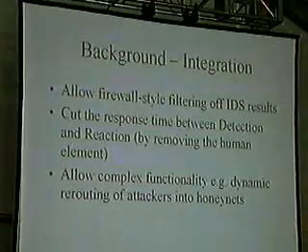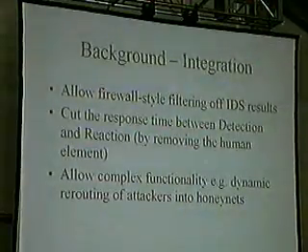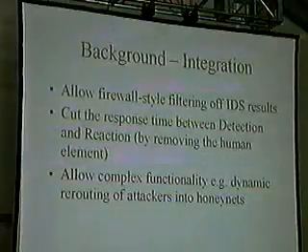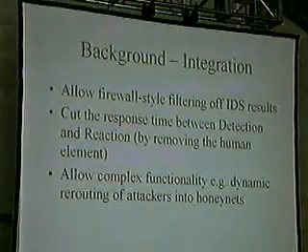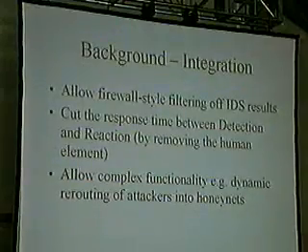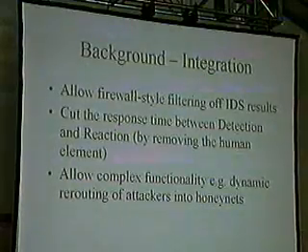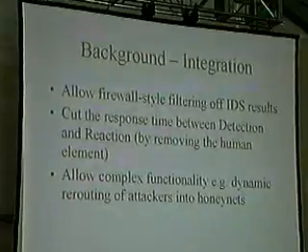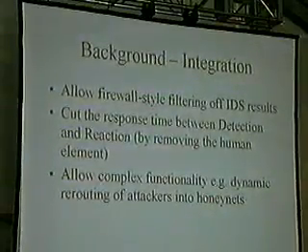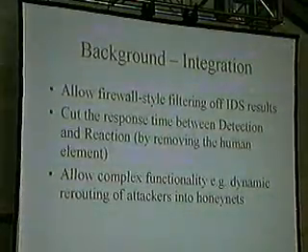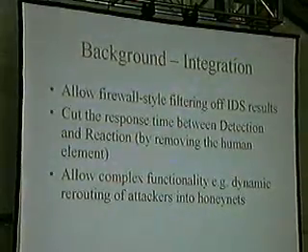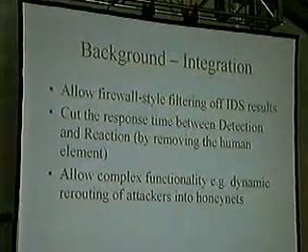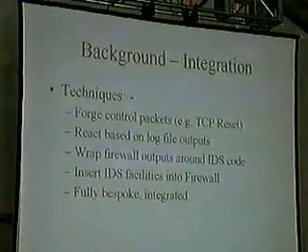So, one of the solutions: integrate a firewall and an IDS, so our firewall starts filtering off IDS results. Packet comes in, you run your signature analysis and it says, oh, buffer overflow, so drop it or reroute it or whatever. By doing this, it means humans aren't involved, so it can happen straight away. And additionally, you can have some quite funky functionality. Hopefully, I'll cover that in a minute.